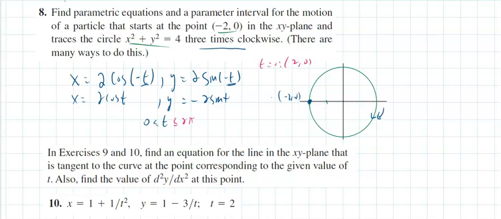Number 4 started at negative 2, 0, if you recall, and it went in this direction. They made x negative, and we're going to keep y positive. Now 0 to 2 pi is going to get me 1 full cycle around the circle, but we wanted to go 3 times, so we multiply by 3 and let t run between 0 and 6 pi, and that should do the trick.